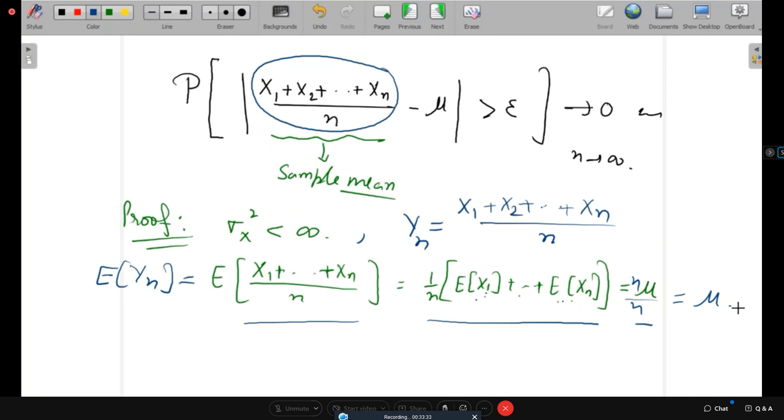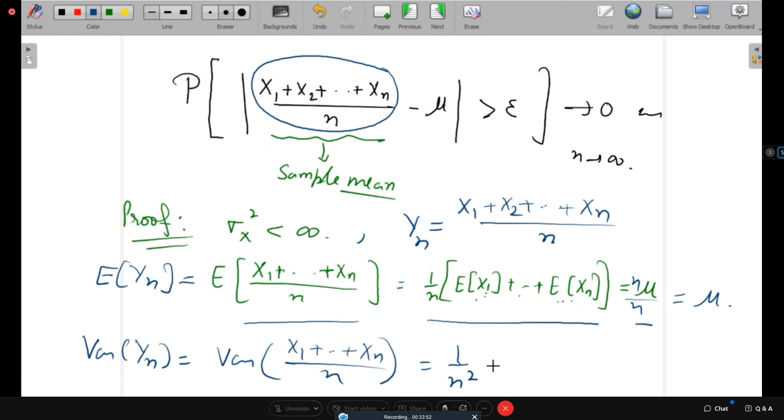Now you can also find the variance of Yn. Since X1 plus X2 plus and so on plus Xn is again a random variable, the variance of (X1 plus and so on plus Xn) divided by n is 1 by n squared times the variance of X1 plus and so on plus Xn. Since they are IID, independent, the variance of a sum of random variables equals the sum of the individual variances whenever they are independent. So it is 1 by n squared times the summation of the variance of each Xi.